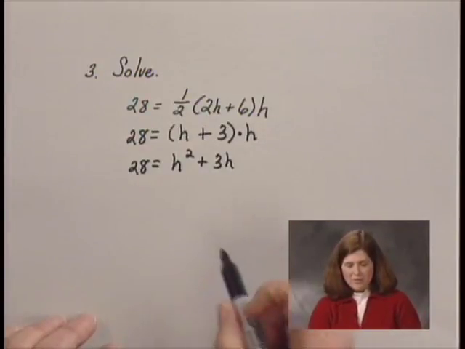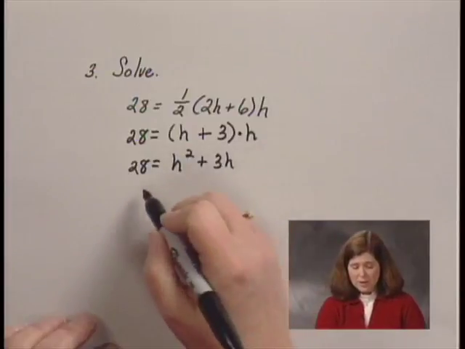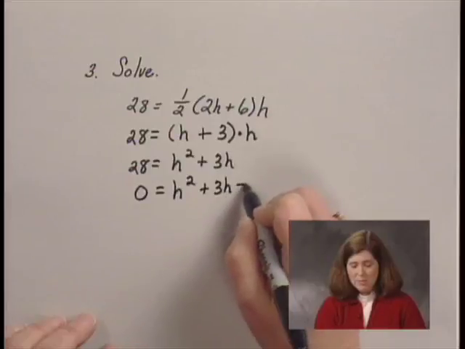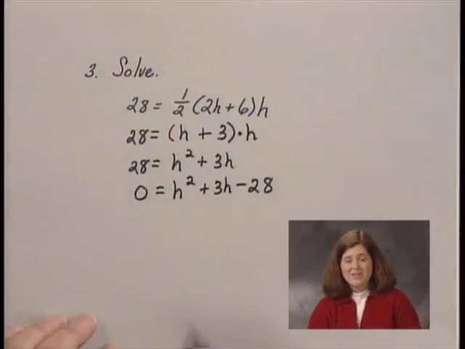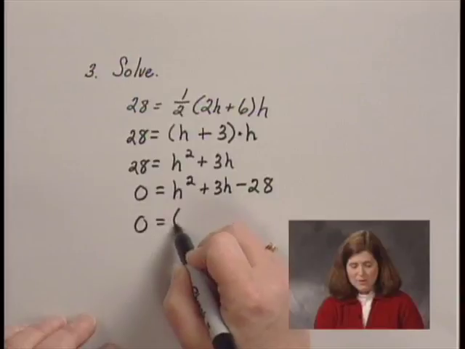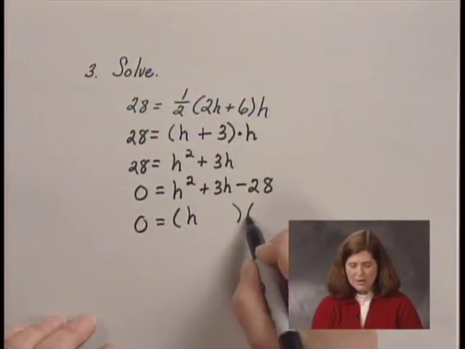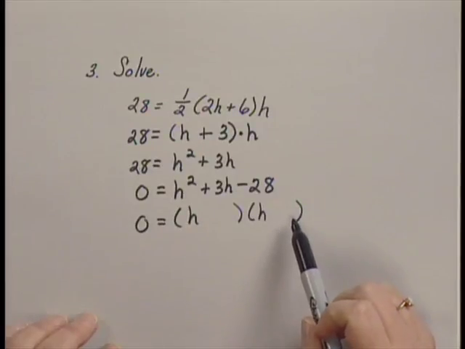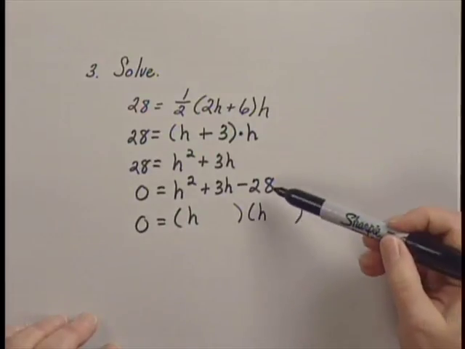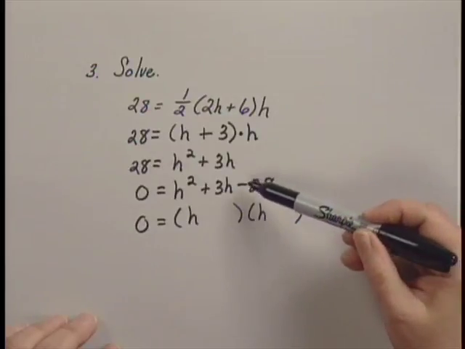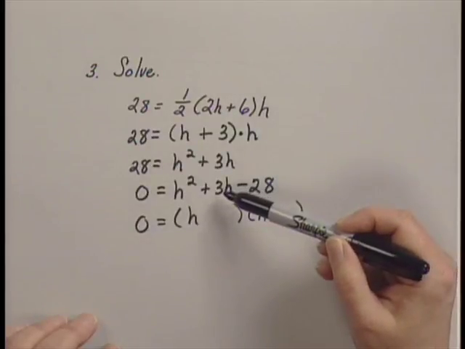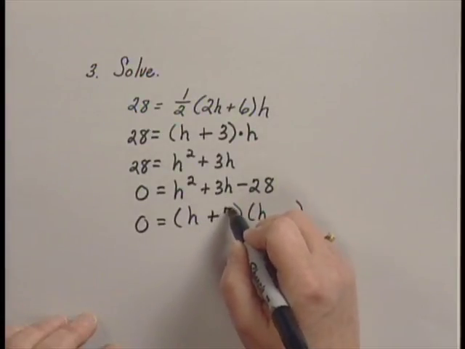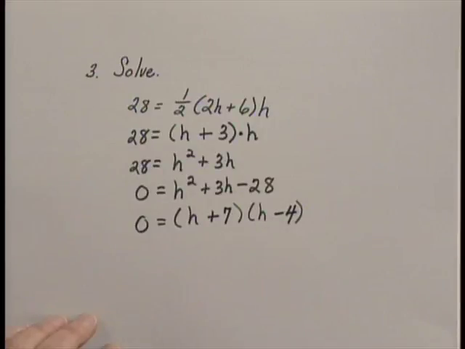And I subtract 28 from both sides. I want to get 0 on one side of the equation. 0 equals h squared plus 3h minus 28. And then I factor. Get 0 equals h is going to be the first term in both binomial factors. My second terms will be found by considering numbers whose product is negative 28 and whose sum is 3. And that would be 7 and negative 4. So I have plus 7 minus 4.